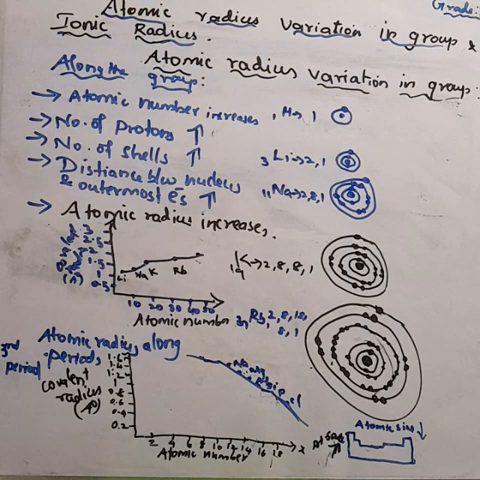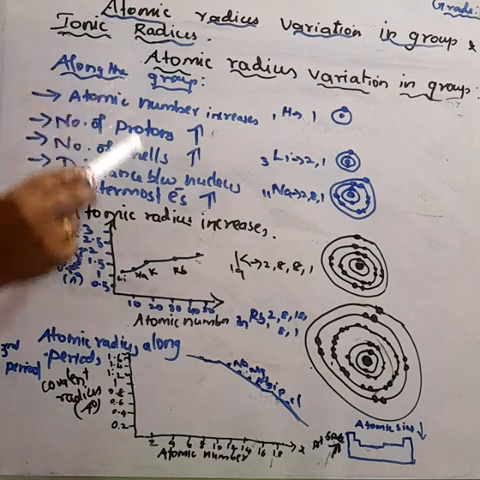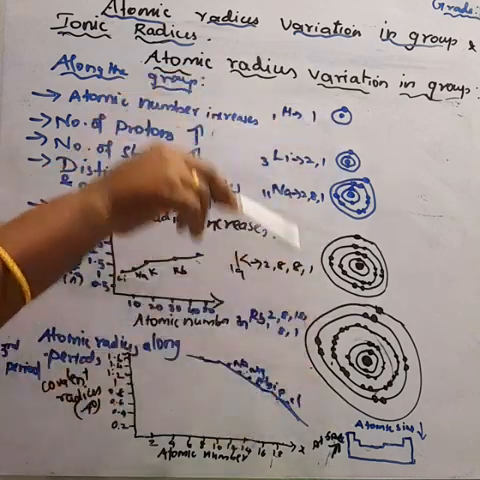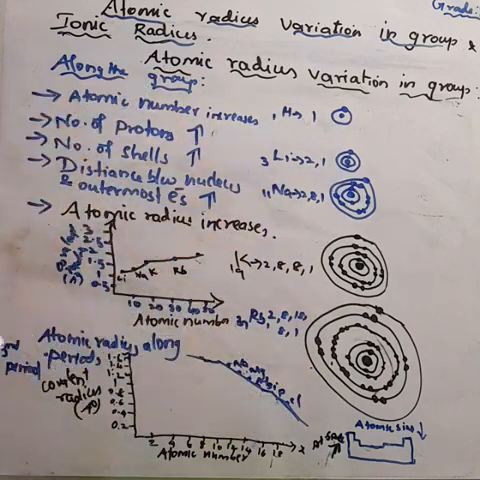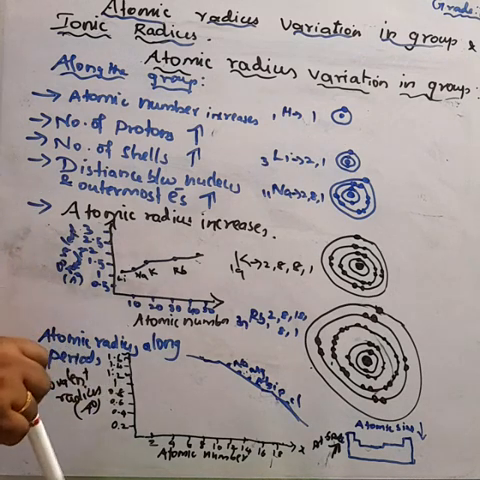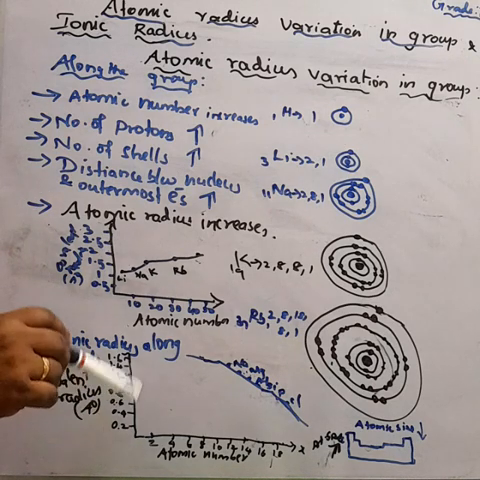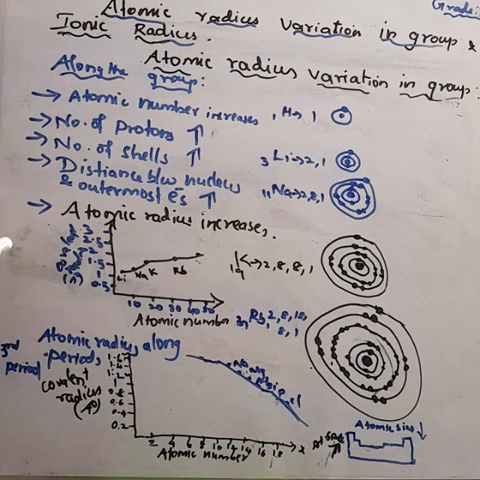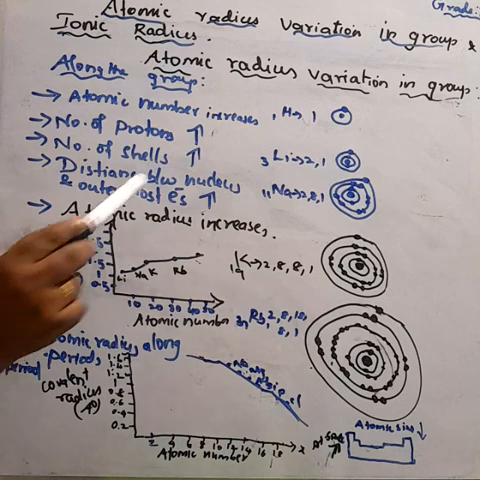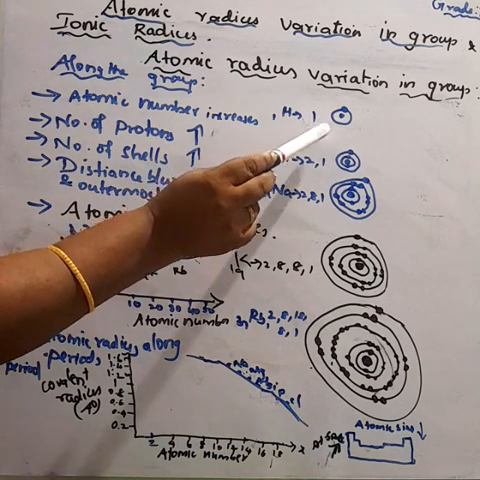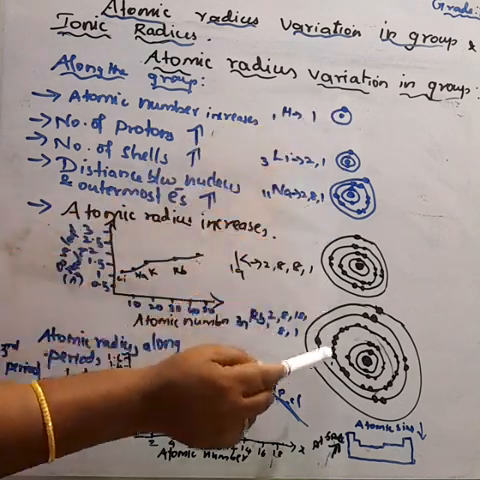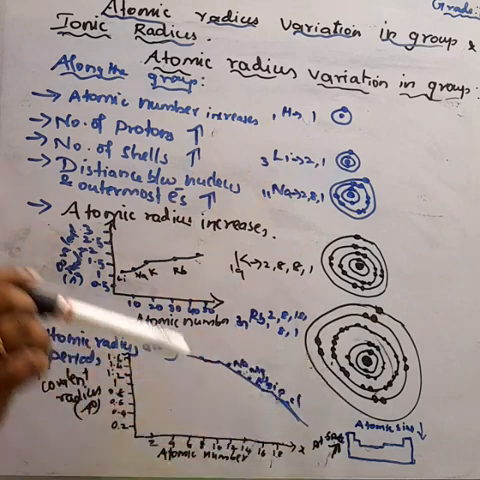So when we are moving from top to bottom in the periodic table, that is in a group, top to bottom, how many groups are there? 18 groups are there. In each group, how does the atomic radius vary? That is what we are going to study now. Let's see here, this is the first group: hydrogen, lithium, sodium, potassium, rubidium, cesium.